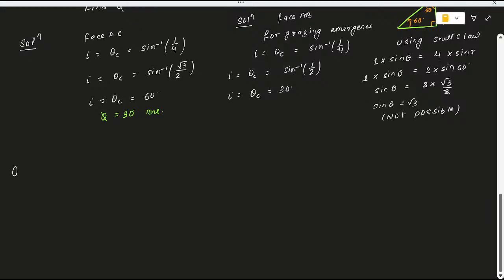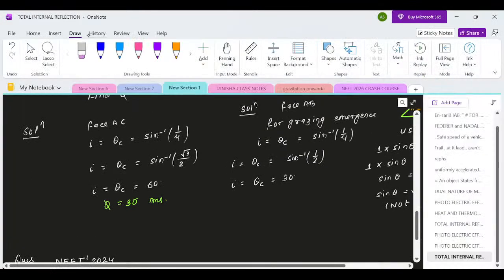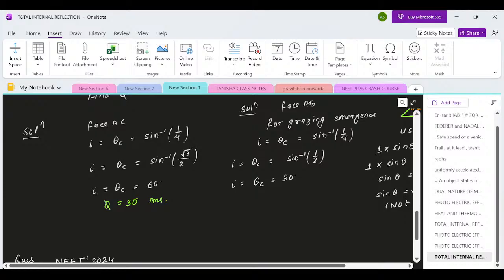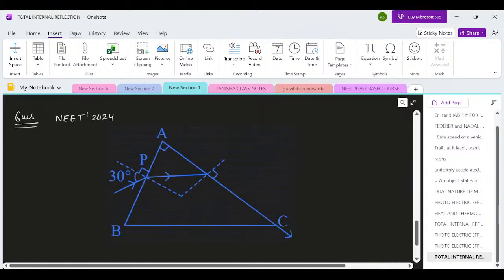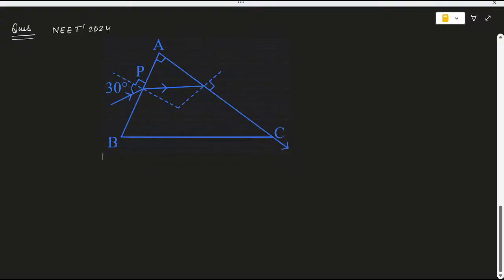Okay, so this is a question, NEET 2024, and we'll try to understand how to solve these questions. I'll have to insert the image which I have saved. It was, I believe, the third question. Now let's start. So it is said that we need to find the refractive index of the prism, isn't it? Refractive index of the prism. How to proceed?